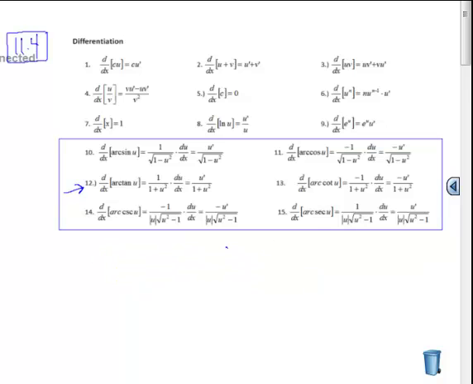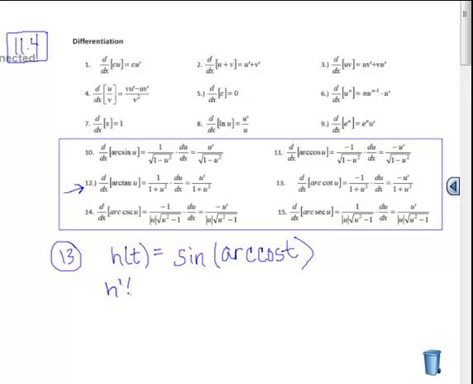Alright, so I'm going to go ahead and work through number 13 with you. 13 looks like this. So I'm going to be trying to find the derivative of this given function. So I'm going to be finding h prime of t. Here I'm going to have to recognize that there's an obvious composition function going on. T is going through arc cosine, and then whatever that is, it's going to go through sine.